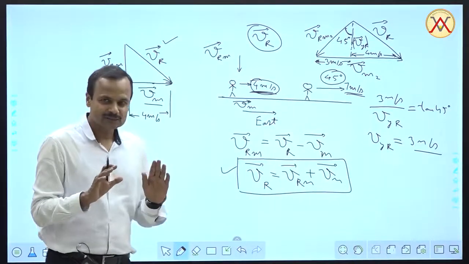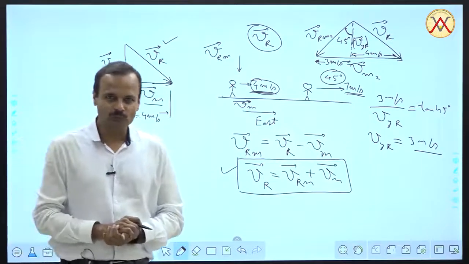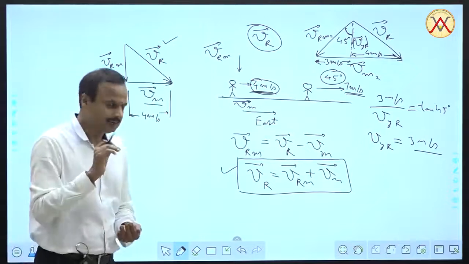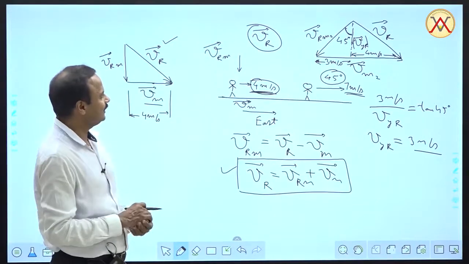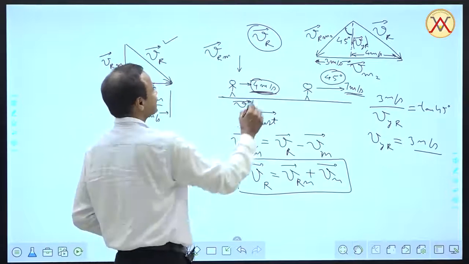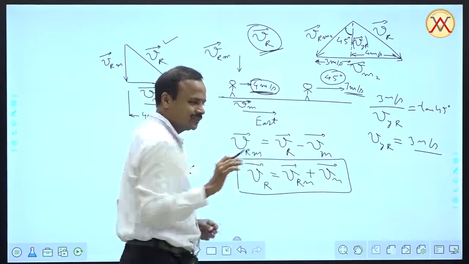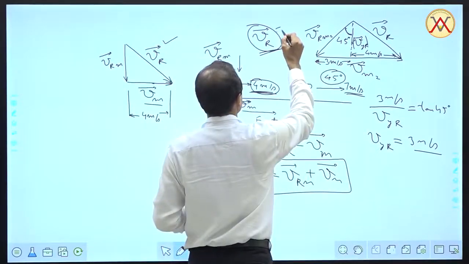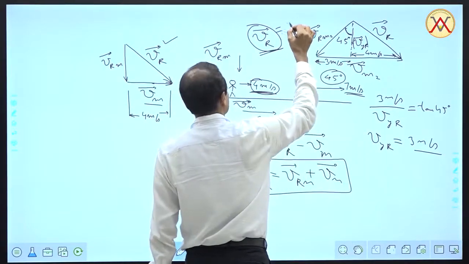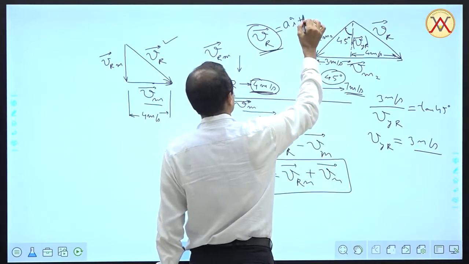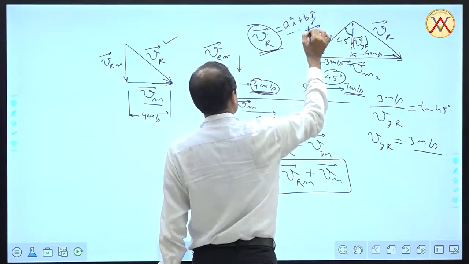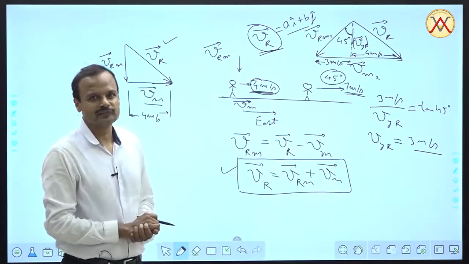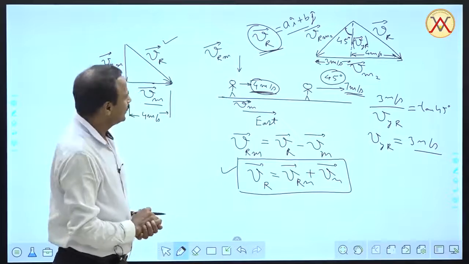Alright, so this was method 1 of solving this problem. Now let's discuss the second method. In the second method, I will assume this unknown vector in terms of components. So I am assuming this VR vector to be, let us say, A i cap plus B j cap. A and B are the unknown horizontal and vertical components which we have to find.